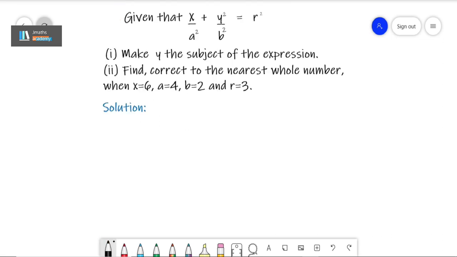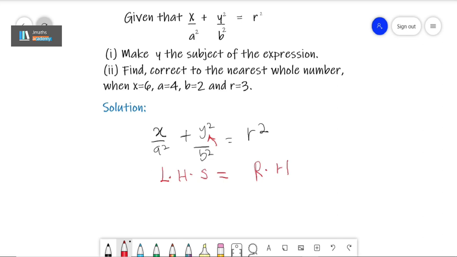Solution. From our question, we are given x over a squared plus y squared over b squared equal to r squared. So now we are to make y the subject of the formula. First, let's take note that this side is our left hand side, equal to our right hand side.